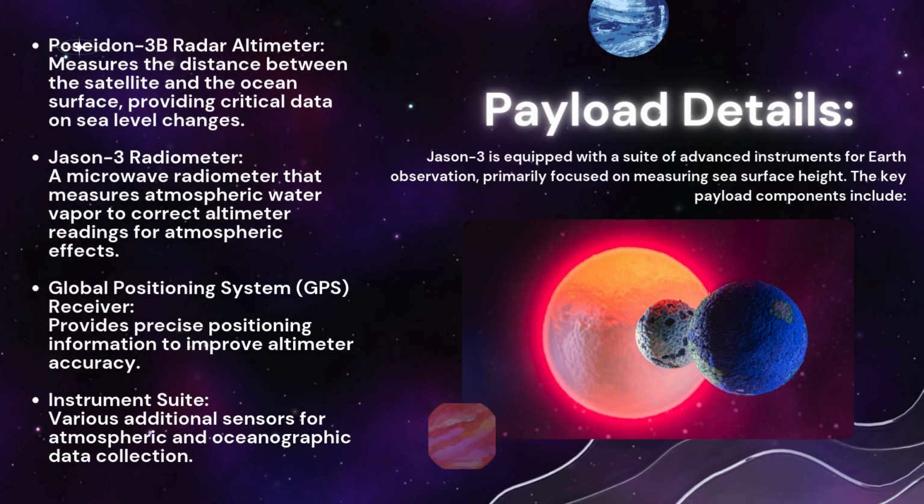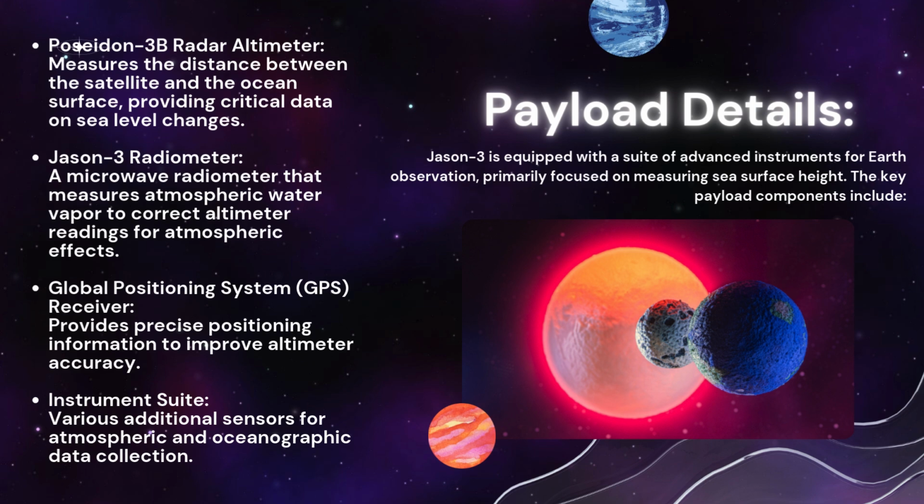For the payload details, Jason 3 is equipped with a suite of advanced instruments for Earth's observation, primarily focused on measuring sea surface height. The key payload components include Poseidon 3B radar altimeter, which measures the distance between the satellite and the ocean surface, providing critical data on sea level changes.